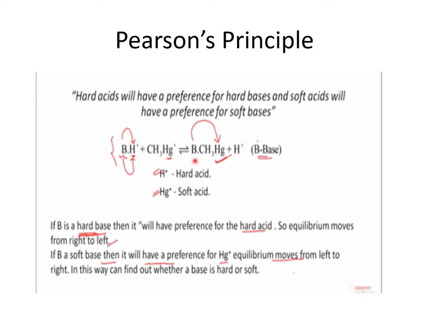If B is a soft base, then it will have a preference for CH3Hg+, and in this case the equilibrium moves from left side to the right side. That is, Pearson principle states that hard acids will have a preference for hard bases and soft acids will have a preference for soft bases.